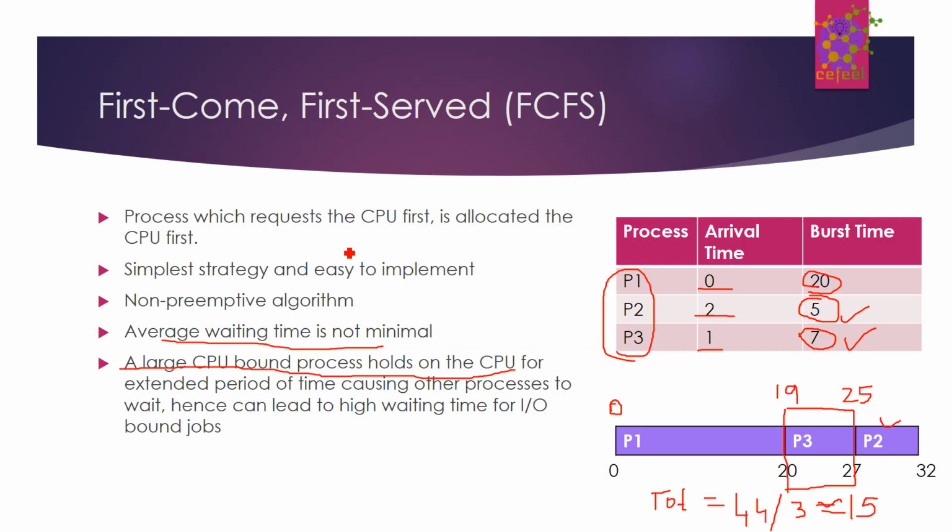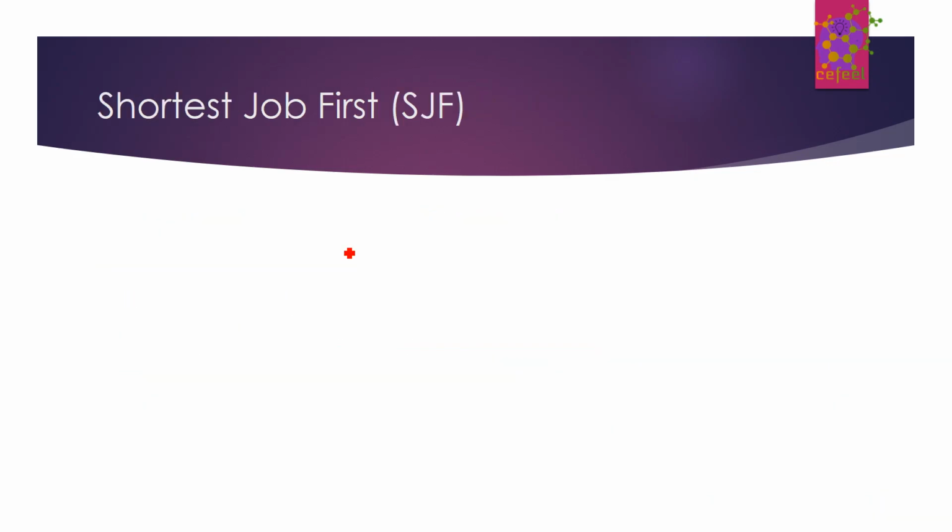So this is a demerit, and hence comes the next strategy, which is shortest job first. Shortest job first checks the size of the job, or the amount of time the job is going to take to execute, before it actually allocates the CPU. So this is a prerequisite.